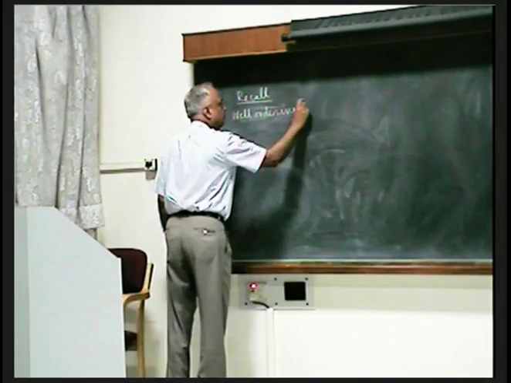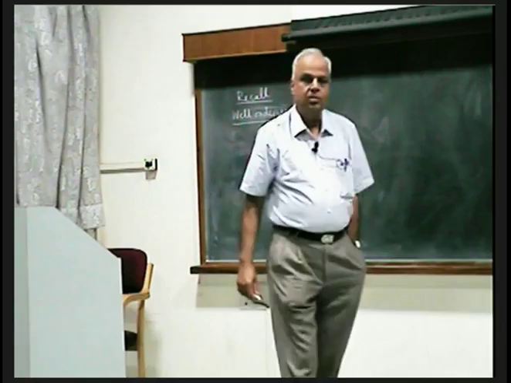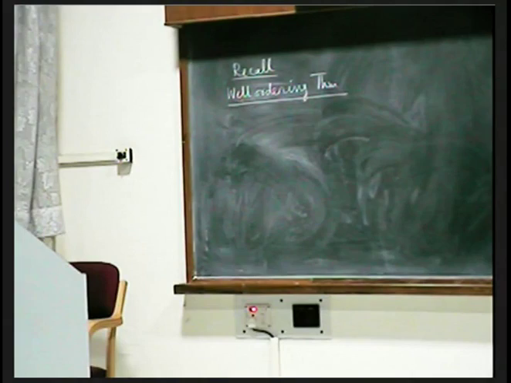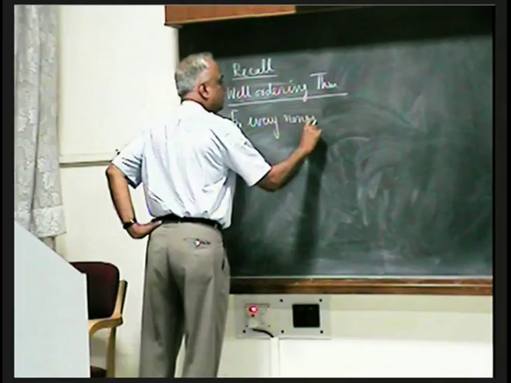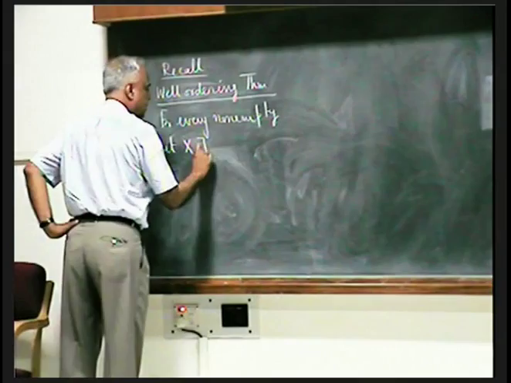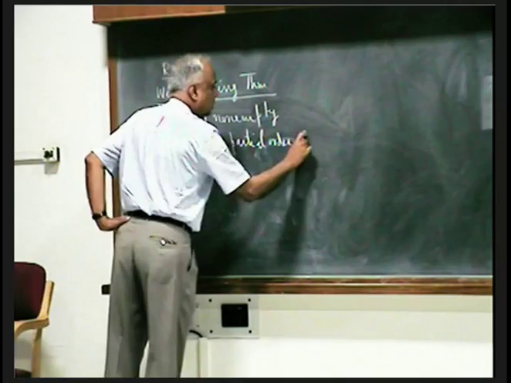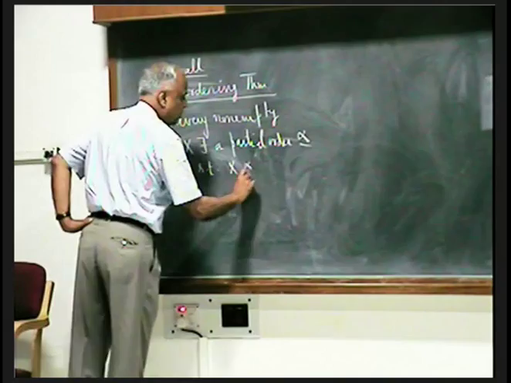Which gave us an assurance that given any non-empty set X, there is some ordering which will be a well-ordering on that set. So, for every non-empty set X, there exists a partial order on X such that this becomes a well-ordered set. That is, that ordering is a well-ordering.